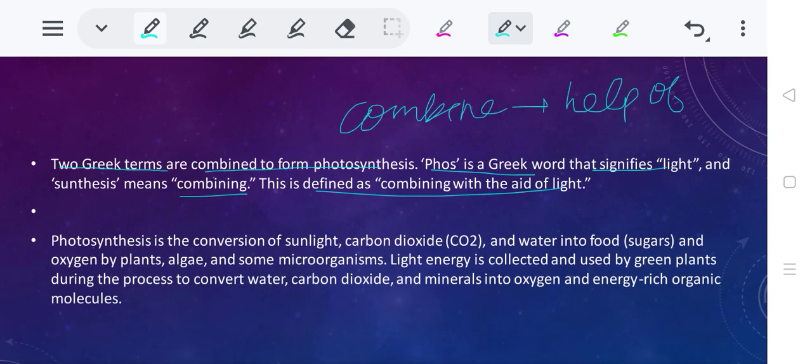Photosynthesis is the conversion of sunlight, carbon dioxide and water into food, sugars and oxygen by plants, algae and some microorganisms. Light energy is collected and used by green plants during the process to convert water, carbon dioxide and minerals into oxygen and energy-rich organic molecules. So photosynthesis is combining with the help of light. We are using light and chlorophyll to combine carbon dioxide and water to form glucose, which is a sugar food, and oxygen. So this is photosynthesis.